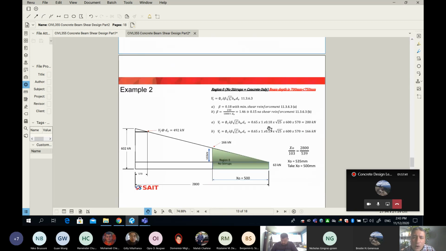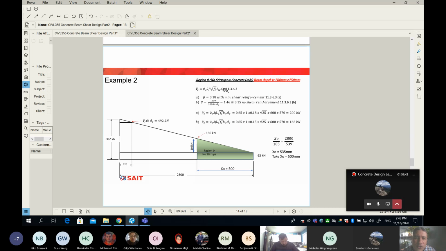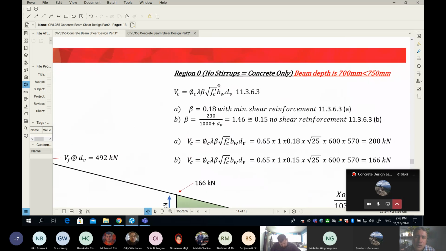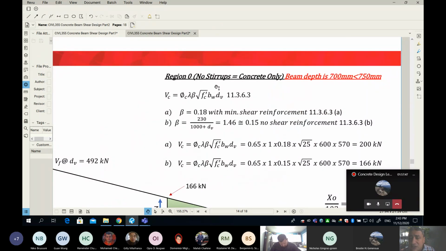So anyway, here is how we proceed. We're talking here about zone number 0 or region number 0. Guys, in the exam, in the assignment, please follow 100% what I'm saying right now. I don't care what you call this zone. Call it Tahir, call it anything. I don't care about region 0. But what I care about is the description of zone number 0. No stirrups. It means concrete only.